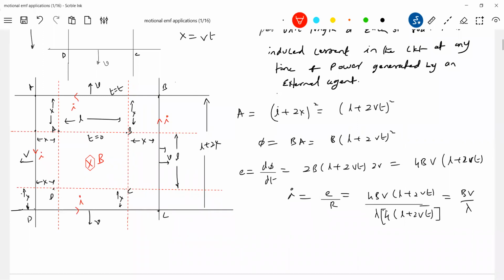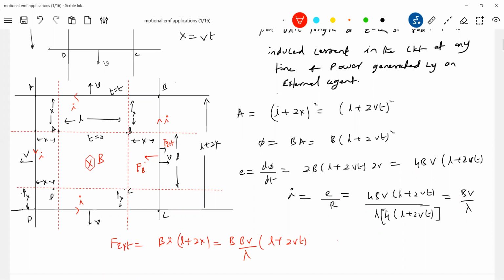Then how should I apply the BL force? The BL force will be acting in this direction, so the external force must be applied in the opposite direction. So what is F external equal to? F external should be equal to BIL plus 2x. What is I? BV by lambda, times L plus this 2VT.